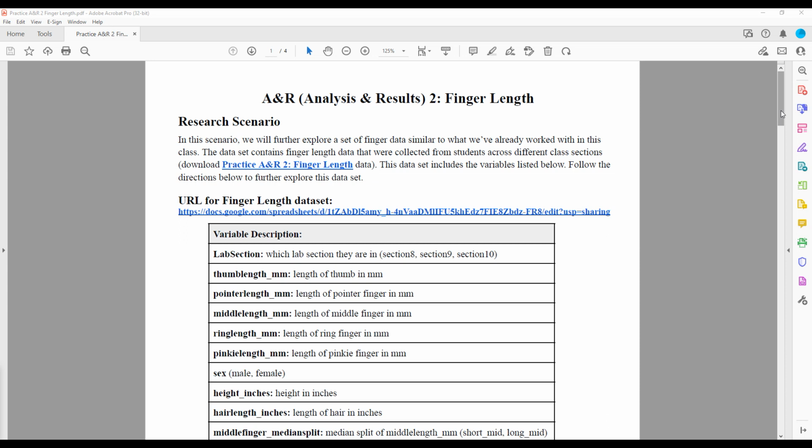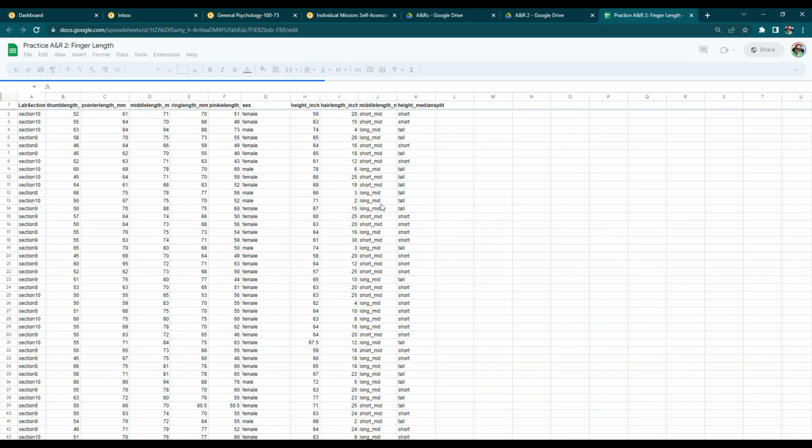Okay, so in this scenario, we are further exploring a set of finger data that we've already explored in this class a little bit. So the data contains finger length data that were collected from students across different class sections. You can download the data here, and this data set includes the variables listed below. So follow the directions below to further explore this data set. So we'll go ahead and if you click and allow, it should open up the data set here.